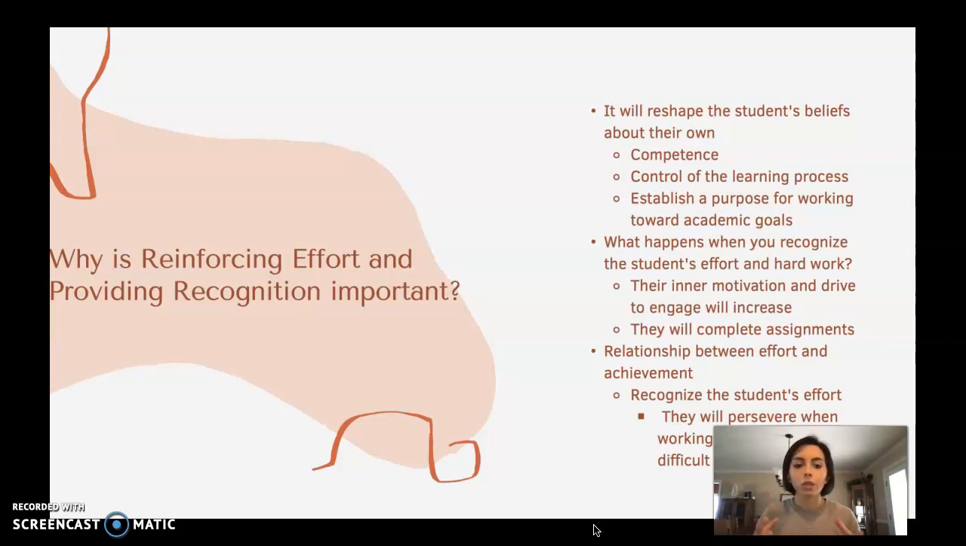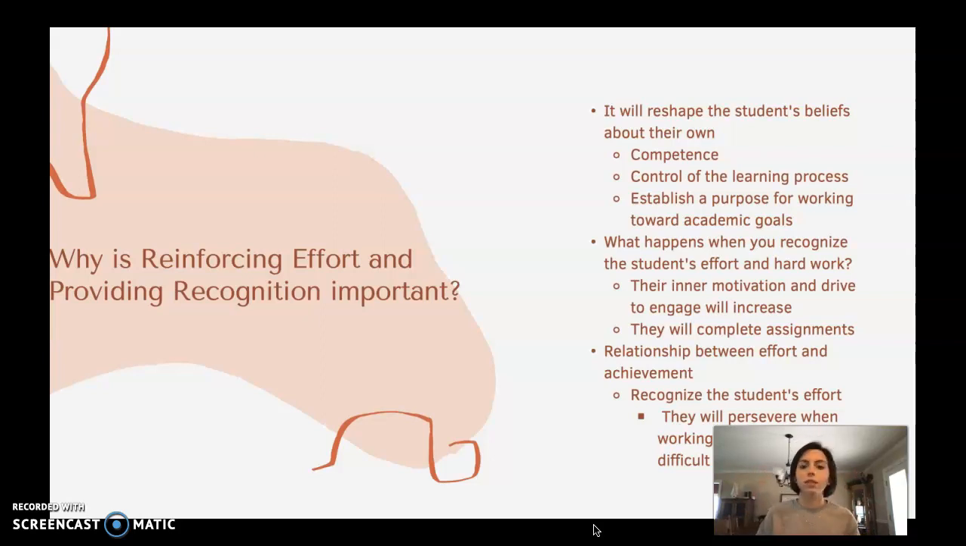So what happens when you as the teacher recognize students' efforts and their hard work? What happens is the inner motivation of the student and their drive to engage will be increased, and their motivation and drive to complete assignments will be increased as well. The relationship between effort and achievement is when you recognize the student's efforts, they will persevere when working on a difficult task. This is in most cases.